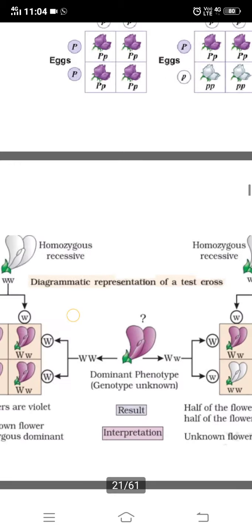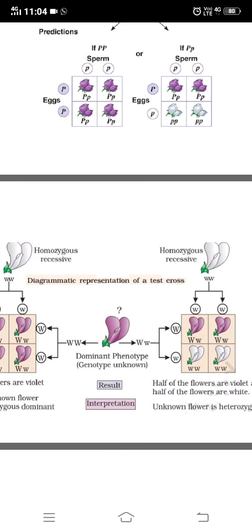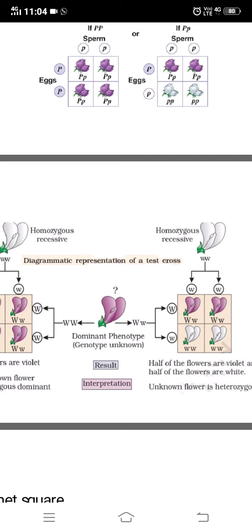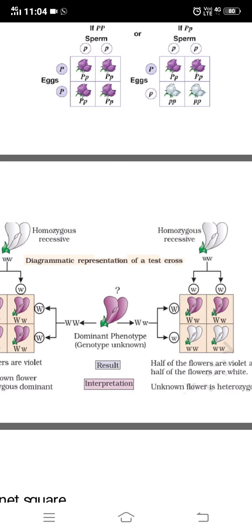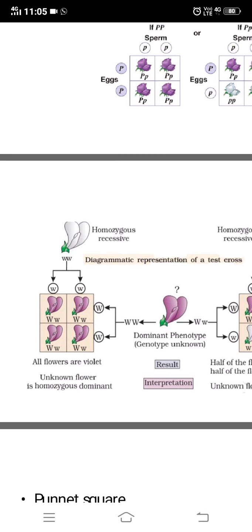Here what you get is capital W small w, violet, capital W small w, violet, and here capital W small w violet, capital W small w violet, small w white, small w white. When you get these progenies, you will be able to understand that the parent would have been heterozygous. When we get the other result, we can assume that the parent was homozygous.